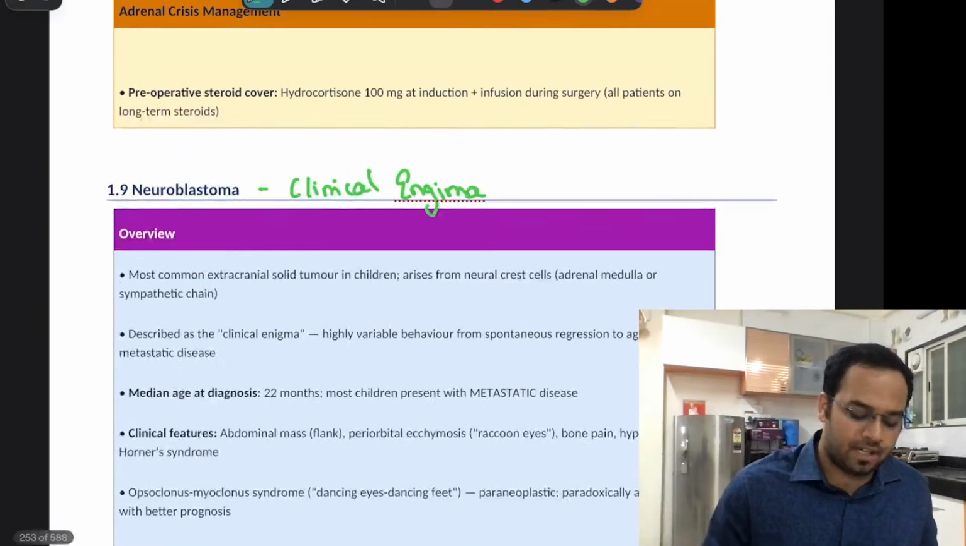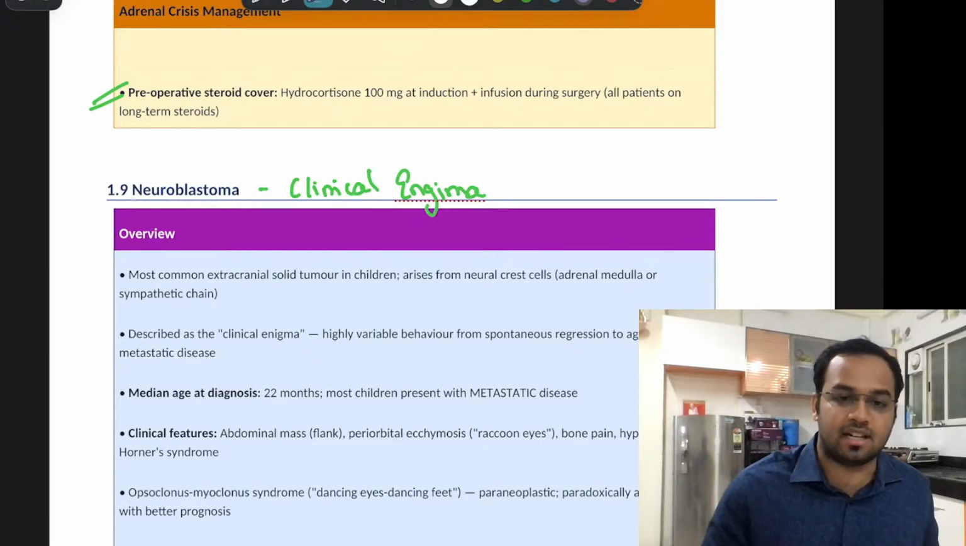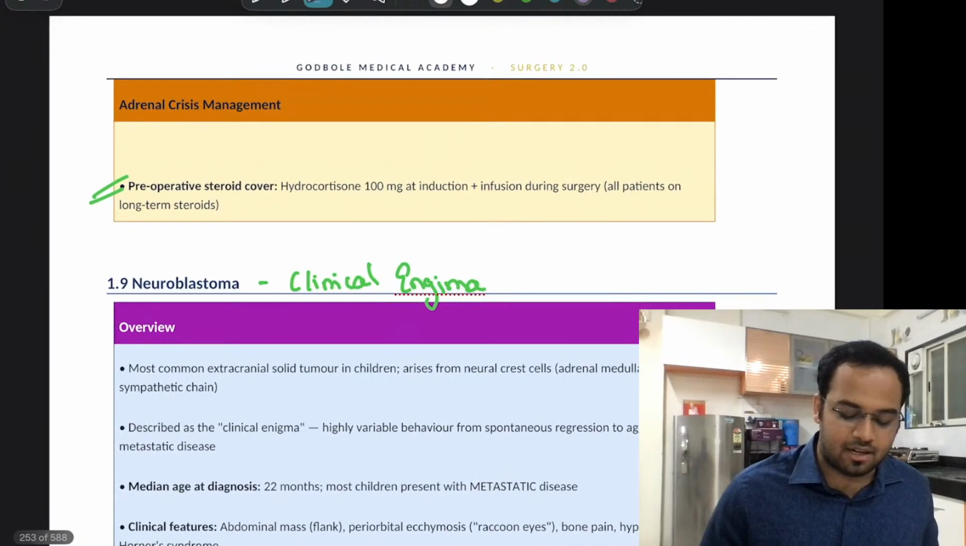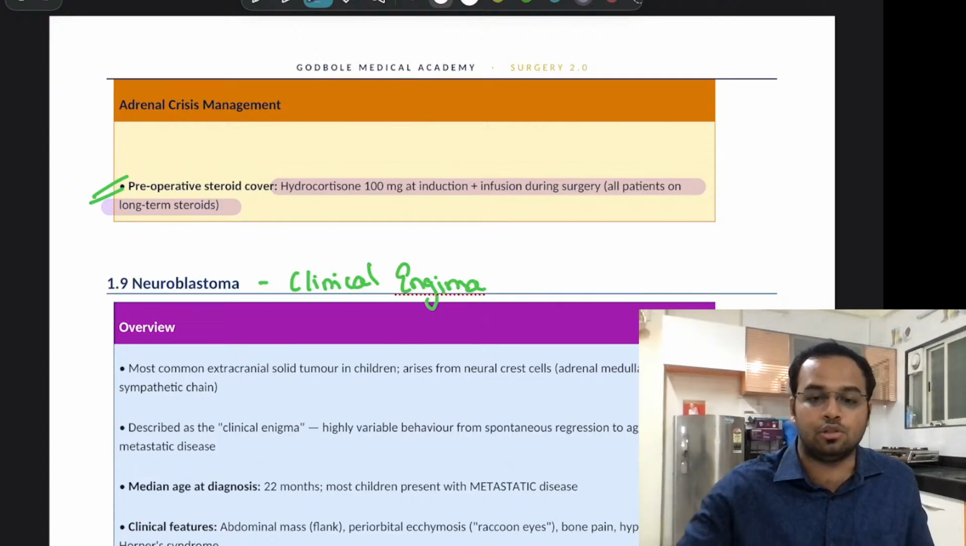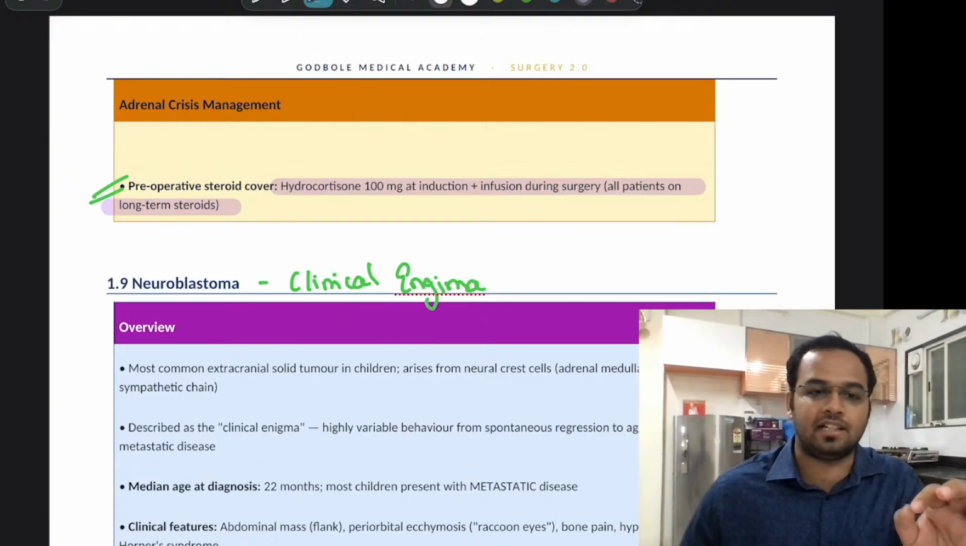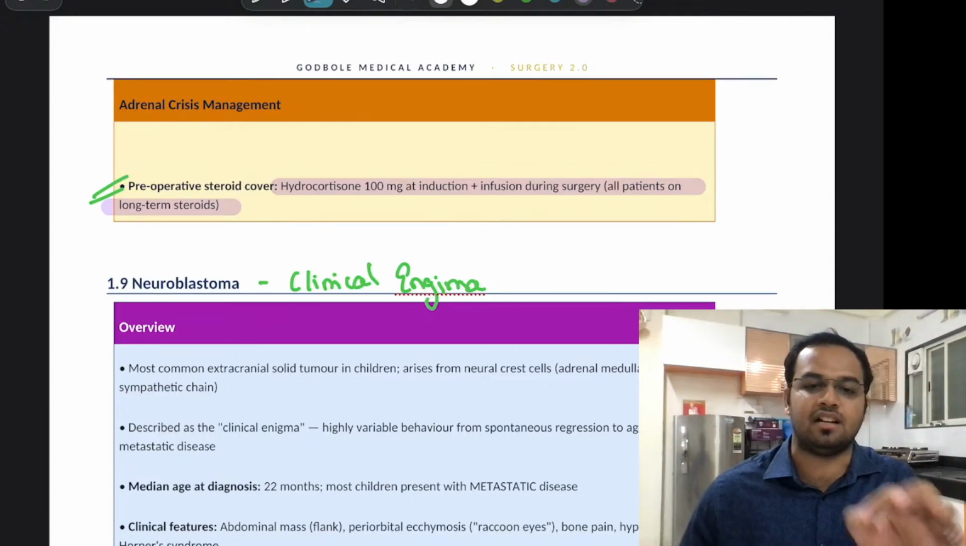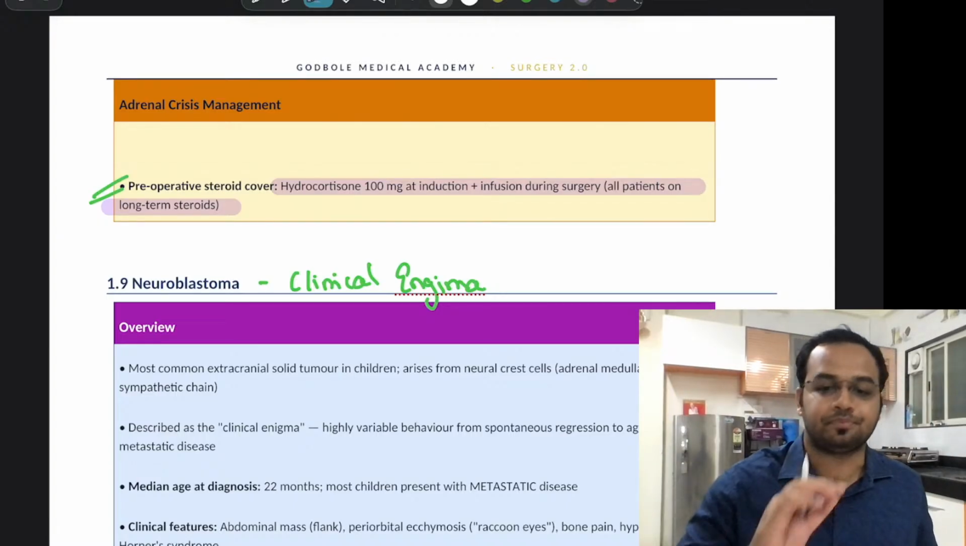Now preoperative steroid cover is always important. Whenever a patient is in Addisonian crisis, 100 mg hydrocortisone at the time of induction and at the time of infusion is very important. So these are the rules which you should know. Whenever you operate this patient, always remember that 100 mg hydrocortisone at the time of induction is the gold standard, and it is going to prevent the patient from going into Addisonian crisis again.